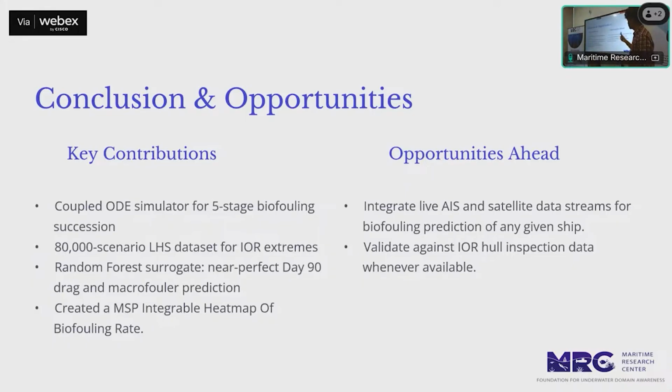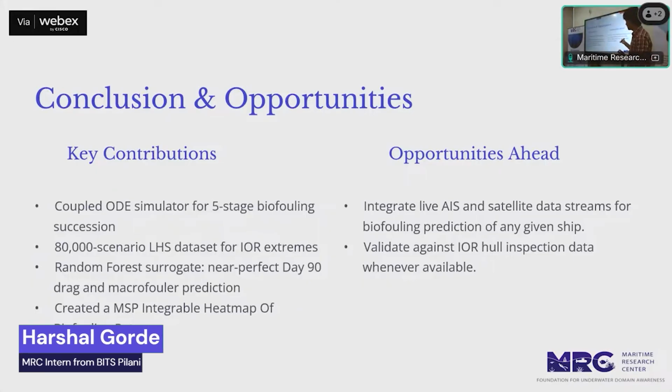The opportunities ahead are to integrate live AIS and satellite data for the biofouling prediction, and to try to validate this using IOR data, which we will get afterward because there is no IOR data right now. I tried to validate it using the temperate region, and it works. But the thing is, the temperate region and the tropic region have different species and all. It's very different. So we'll need more data to work on that. Thank you.